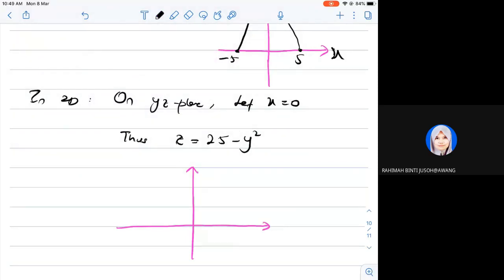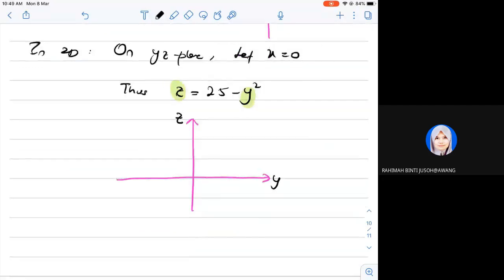X dengan Y pula, sorry. Now, the variables involved are Z and Y. So, as I mentioned earlier, Z must always be vertical. So, Z duduk atas, Y duduk sebelah kanan macam ni. Okay. Ingat Z sentiasa tegak.